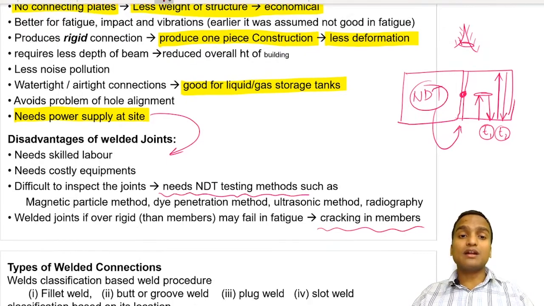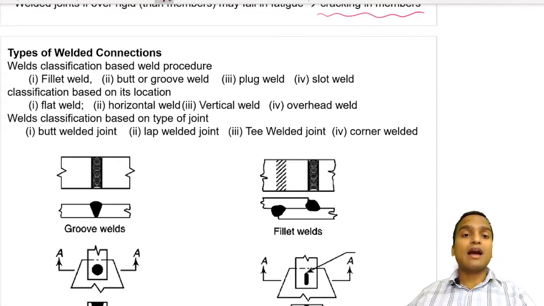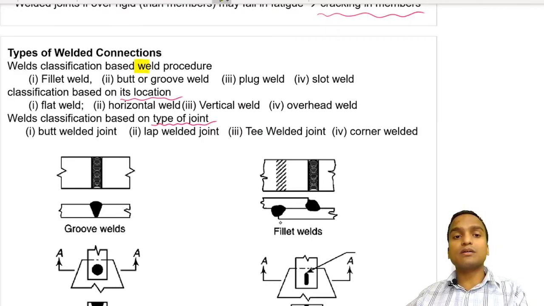So there are different types of welded connections. They are classified either based on the welding procedures, or based on location, or based on the type of joints. So let us discuss the weld classification based on the procedure. The first one is the fillet weld, then the butt and groove weld, then the plug weld, and then the slot weld. These are the four types of weld procedures.